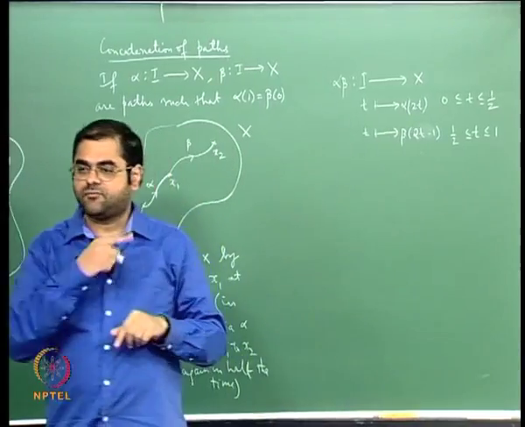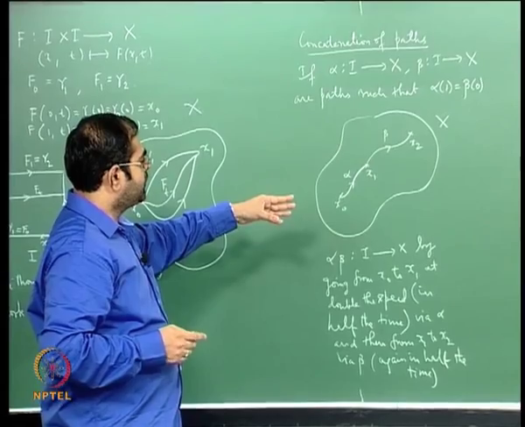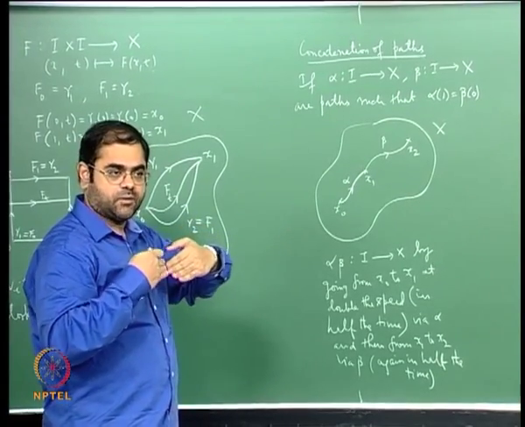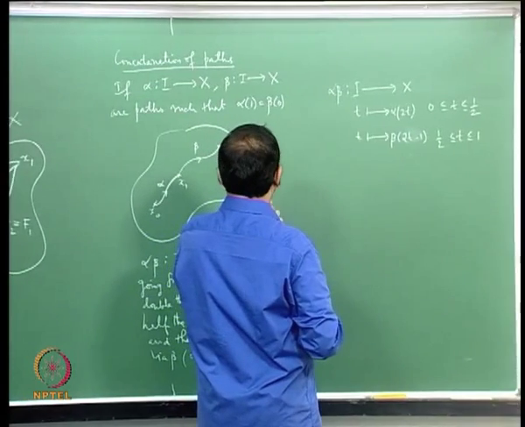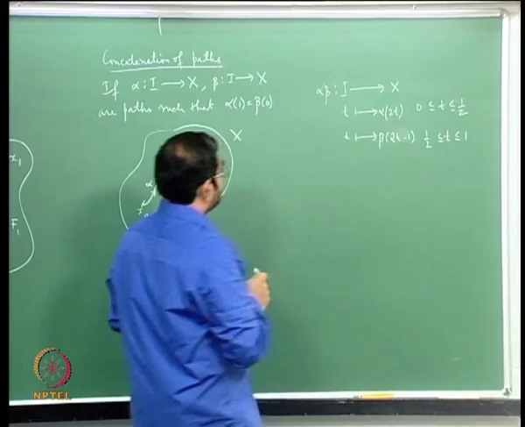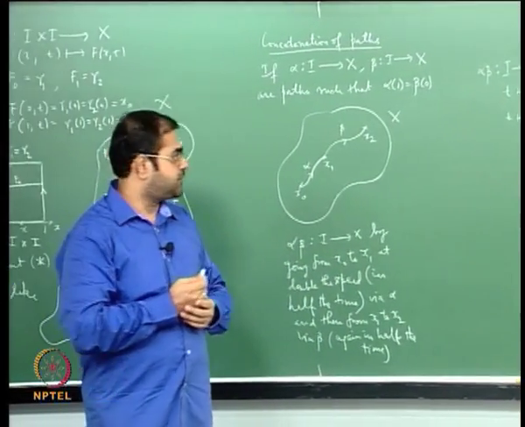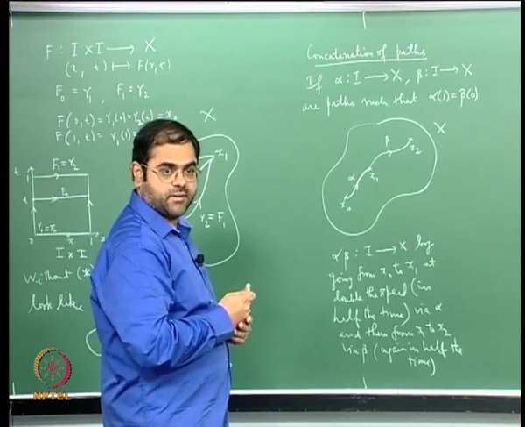That is because alpha of 1 is beta of 0. So this is the way you multiply two paths, you compose two paths, and then you can check that this concatenation of paths behaves well under homotopy, okay.